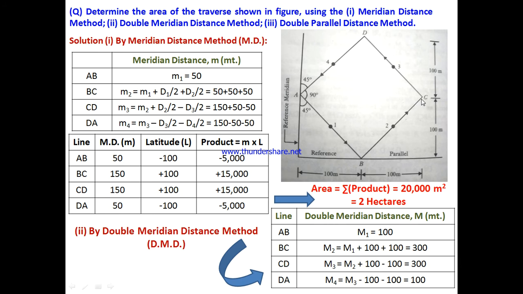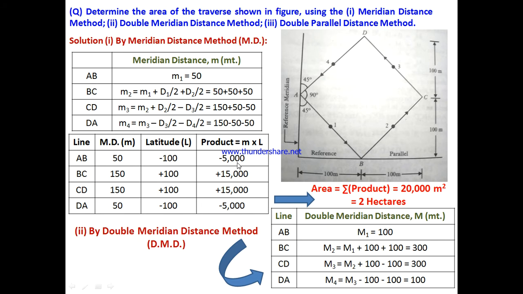Now again for latitude for the third point, we can see again it is moving in the north direction, so we will again take the positive sign for the same. For DA, we can see that it is moving towards the southern direction, so we are taking the negative sign. In this manner, we will calculate the value of meridian distance and we will take the value of latitude with proper sign convention. Then we just need to multiply both these terms with the proper sign convention.